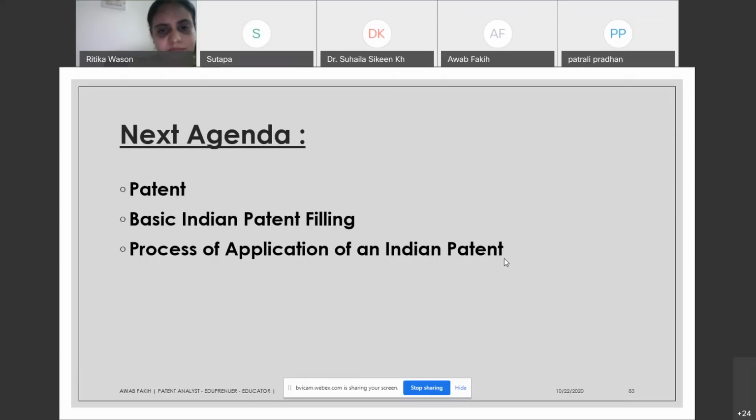How much time does the patent process require? For example, if you are giving it to someone professional, how many hours should he invest in a patent? How many hours should he invest in drafting? All this we will be covering in the next 50, 55 minutes.